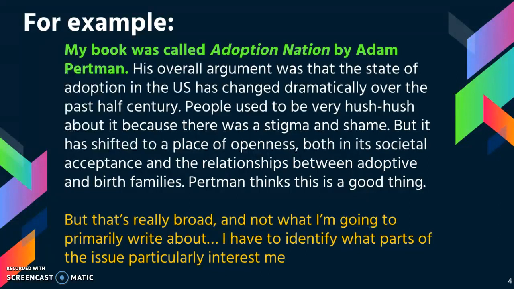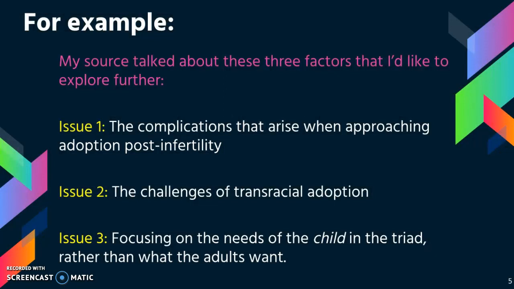In my section 2, I have to identify what parts of the issue are of particular interest to me. So here's what I've come up with. These are the factors that I'd like to explore further. First of all, he talked a little bit about complications that come up when you are approaching adoption post-infertility, after you've had all this trauma and loss and frustration, and then you move on to this other process, and what that is like and what extra complications that brings to the table.